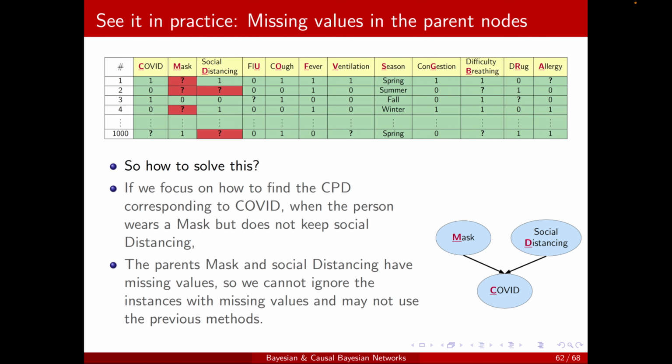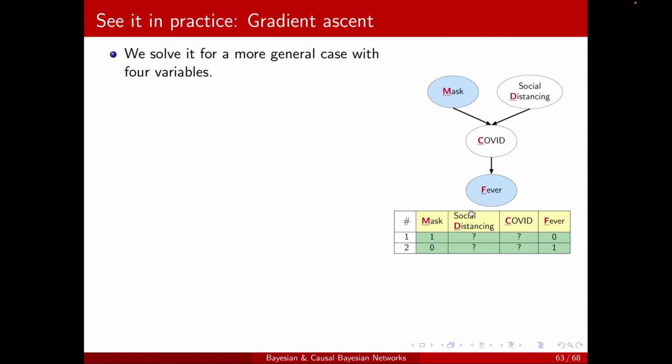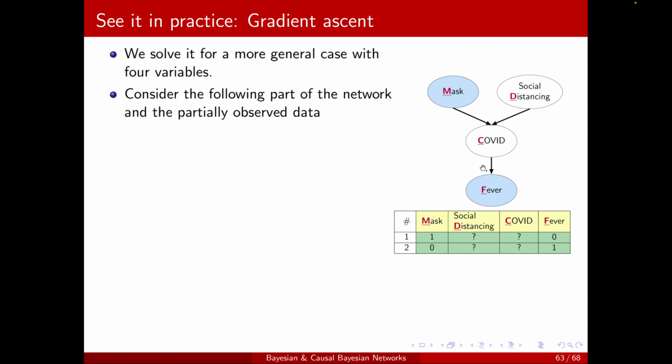Great, with these results in hand, let's get back to our original problem. We want to calculate the CPD in a case where the parents have missing values. So how can we solve this? Let's use gradient ascent, and actually here we're going to solve a more general case with 4 variables so that you see a more complicated example. I just added the node fever, and we limit the data set to only 2 instances here, O1 and O2. In both cases, mask and fever are known, but social distancing and COVID are unknown.